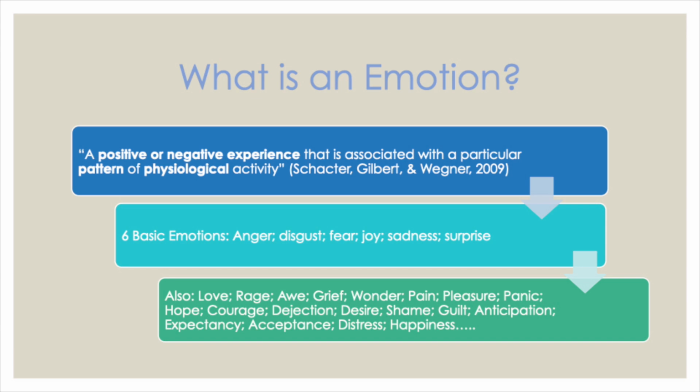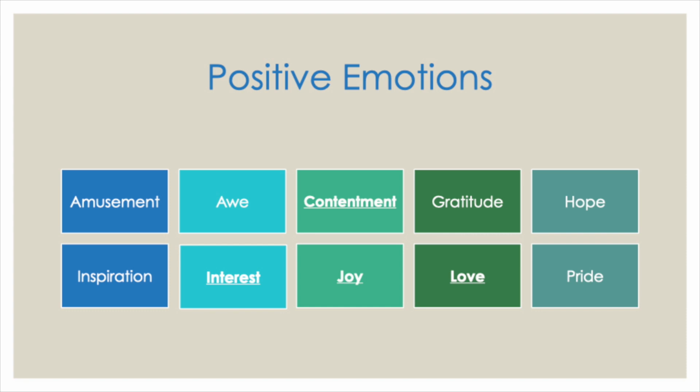And they're referred to 6 basic emotions: anger, disgust, fear, joy, sadness, and surprise. There are also loads of other emotions like love, rage, awe, grief, wonder, pain, pleasure, panic, etc. Barbara Fredrickson, the leading positive psychologist on emotions, has drawn up a list of 10 positive emotions: amusement, awe, contentment, gratitude, hope, inspiration, interest, joy, love, and pride. And I've underlined the 4 main ones: contentment, interest, joy, and love.